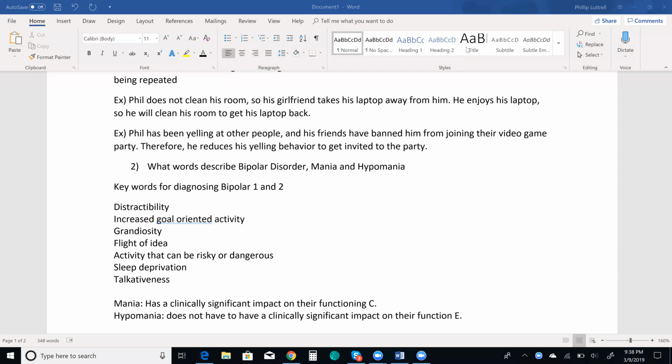Do you have a question? I have a follow-up question. When you say E and C, is that very significant to remember for the test? No, those are just the DSM criteria letters. They're not significant to the exam at all. Those are just if someone was curious and wanted to look it up and fact check it.